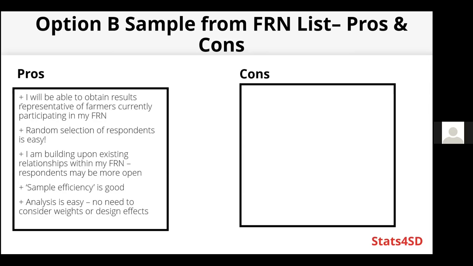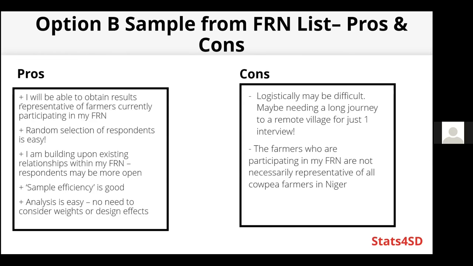those villages where we have more farmers in our sample are going to be the same villages where we have more farmers in our population. So we don't have to worry about weights or design effects in the same way. But there are negatives to this approach.